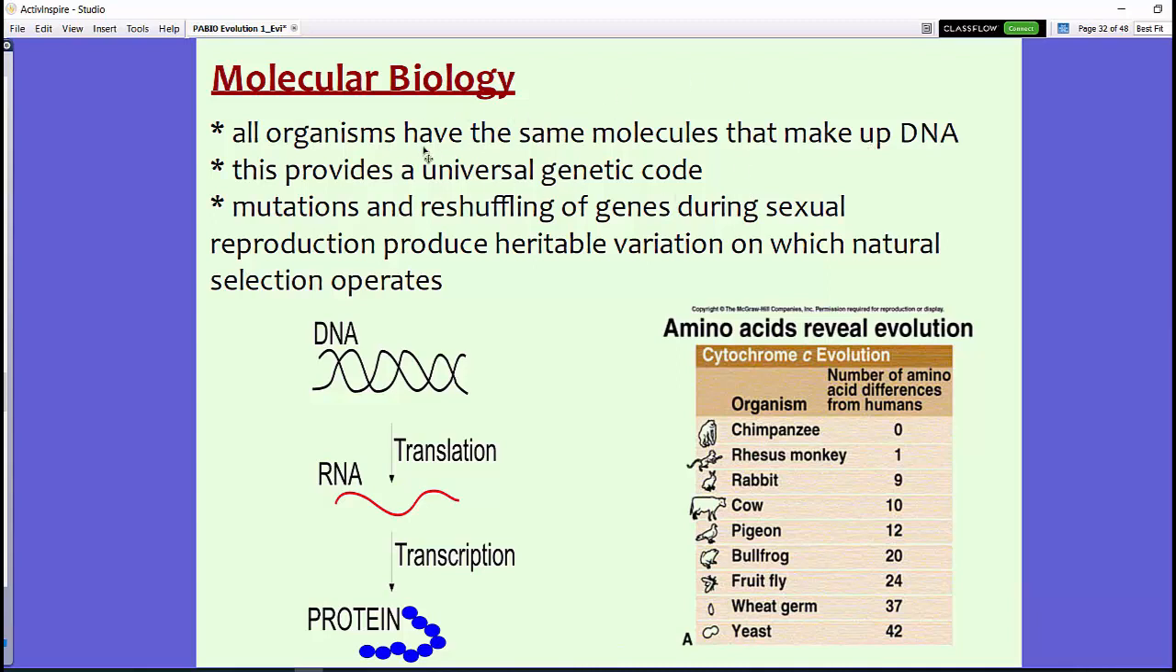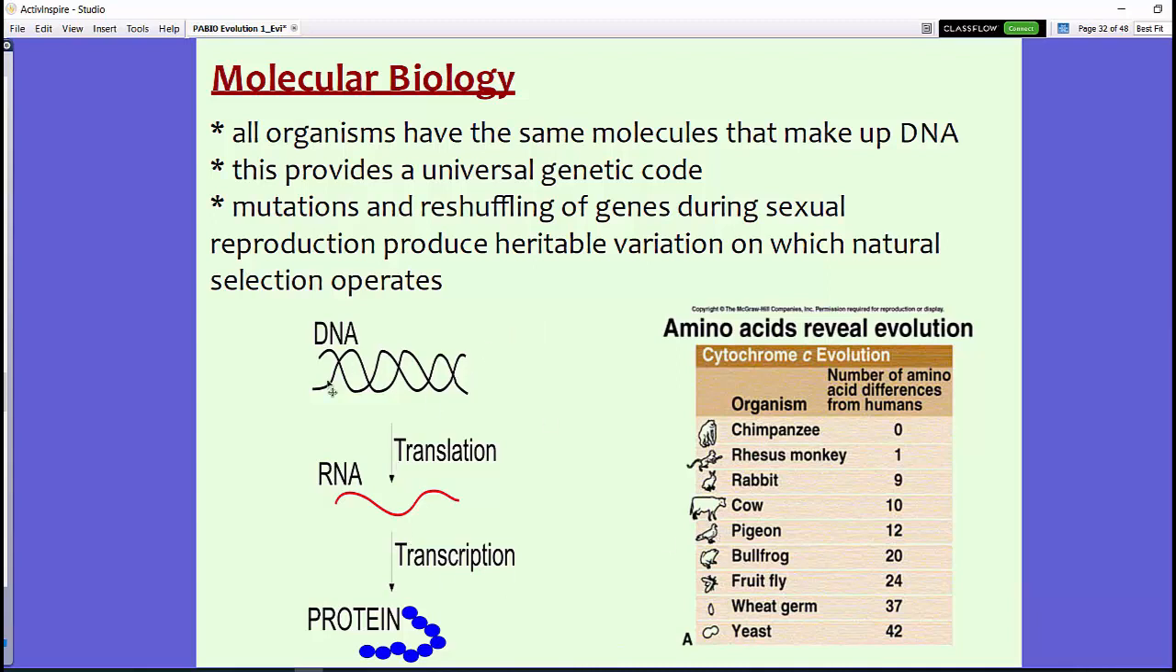This provides us a universal genetic code. All organisms have the same stuff. Again, just organized in a very different way. Now, because of mutations and reshuffling of genes during sexual reproduction, we have a certain amount of variation on which natural selection operates. We'll talk more about natural selection soon when we start to talk about living populations or even fossilized versions of evolution. But just know that a lot of these mutations and reshuffling of the genes are really the causes for the changes that we see over time.